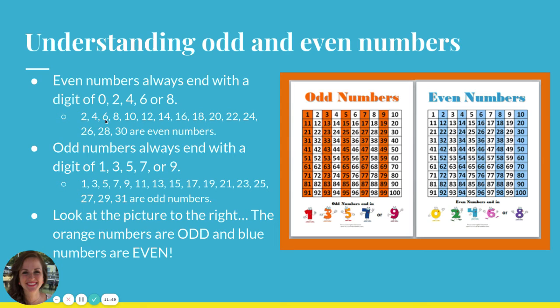So a 2, a 4, 6, 8. And then we start over again. 0, 2, 4, 6, 8.